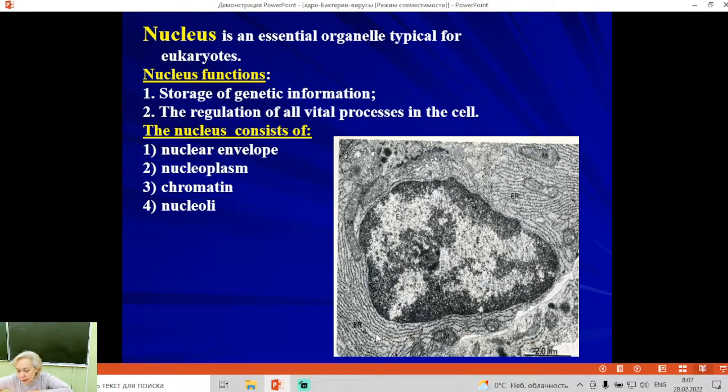On this slide you see electron micrograph of nucleus. You can see nuclear envelope, but you cannot see that nuclear envelope consists of 2 membranes on this micrograph. Dark parts, it's heterochromatin, and light parts, nucleoplasm with euchromatin. In the center of nucleus you can see small dark point, nucleoli. Function of each part we will consider later.